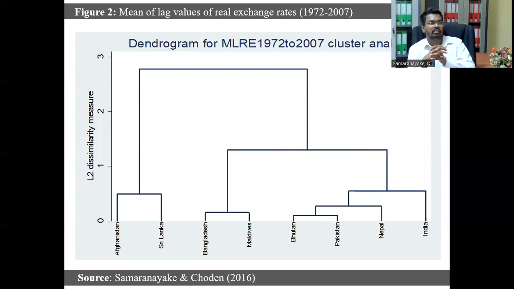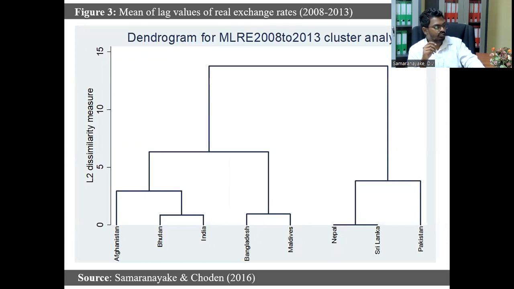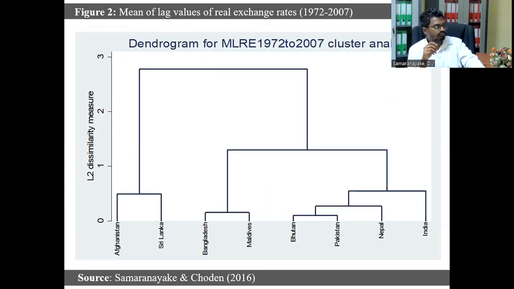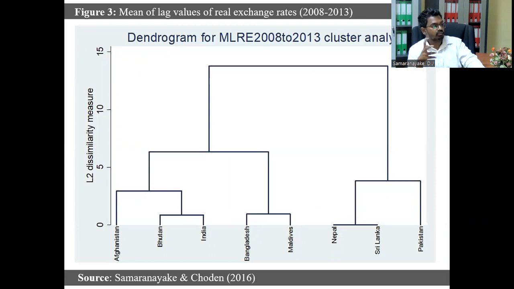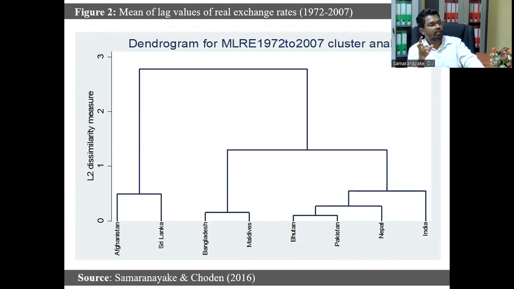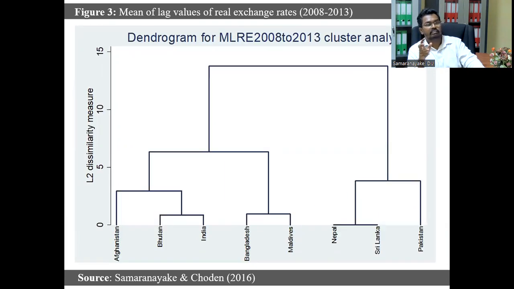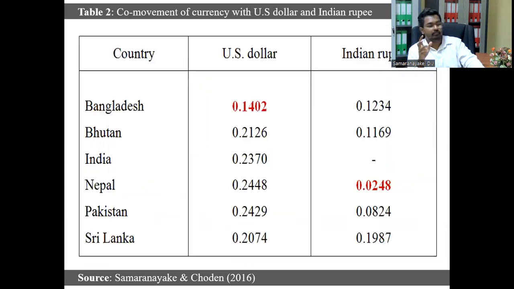Here what we can see is that the Afghanistan and Sri Lankan currencies are a bit away from other currencies in the clustering. And once we go to after the financial crisis, the divergence is even further. Even more countries are now getting into more diverse clusters, right? So the simple idea we got from this clustering is that the hierarchical clustering distances are getting greater and greater even after the financial crisis, right?